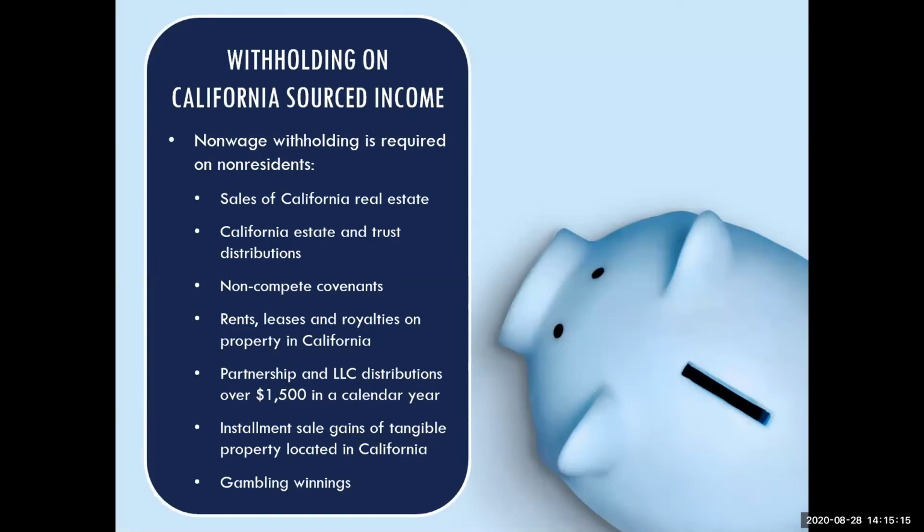So if you are a pass-through doing business in California, either located there or outside of the state, but doing business in California, then you have to withhold tax if you have non-resident owners. If there's a real estate sale, you've got to withhold tax. Estate and trust distributions that are California-based. Non-compete covenants, rents, leases, and royalties on property. Partnership and LLC distributions over $1,500 in a calendar year. Installment sale gains of tangible personal property if the property is located in California. And gambling winnings. So while most pass-throughs don't have much to pay besides the $800 minimum or a percentage on the income for LLCs and S corps, this is where pass-throughs have compliance burdens. They have to do the withholding tax.